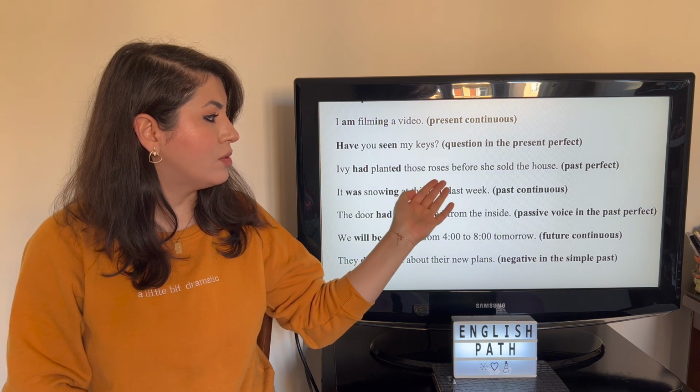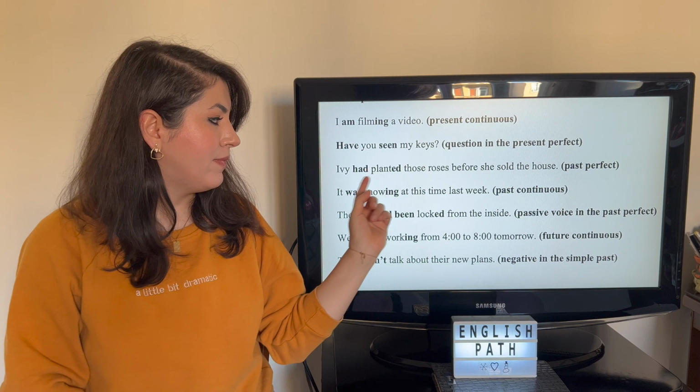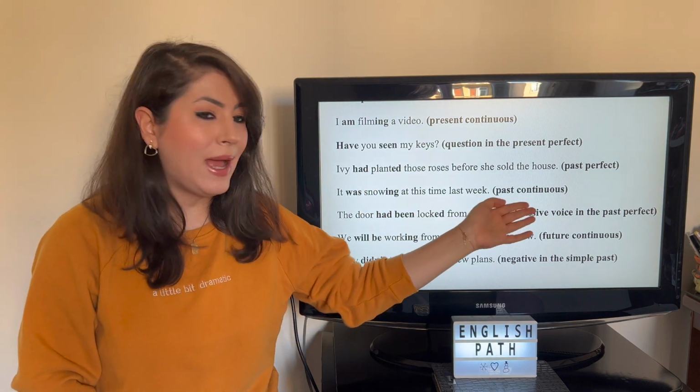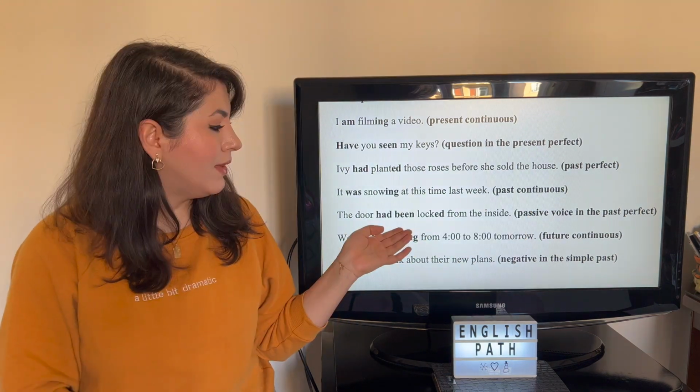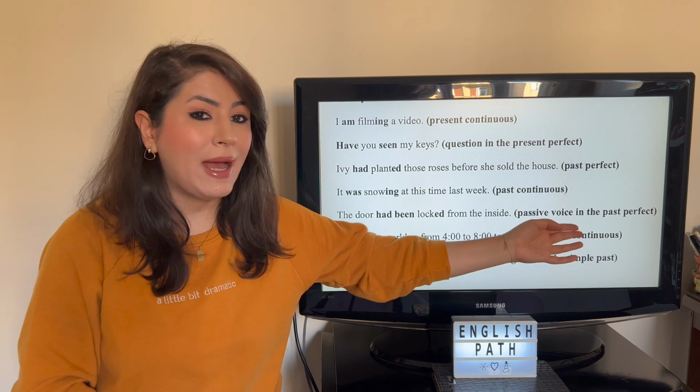Ivy had planted those roses before she sold the house. It's a past perfect sentence. Had planted. It was snowing at this time last week. Past continuous. Good times. The door had been locked from the inside. Passive voice in the past perfect.